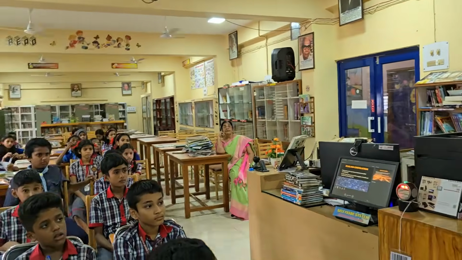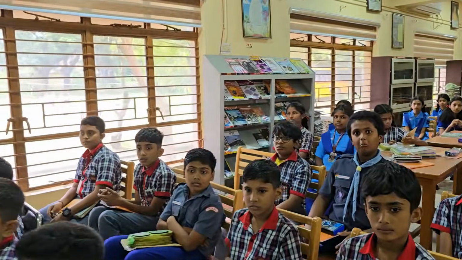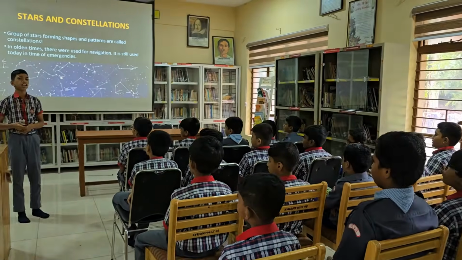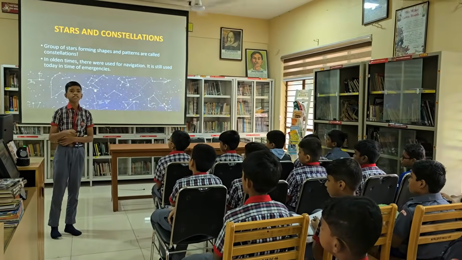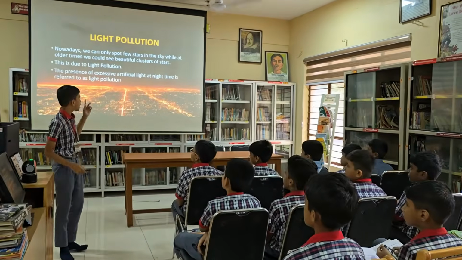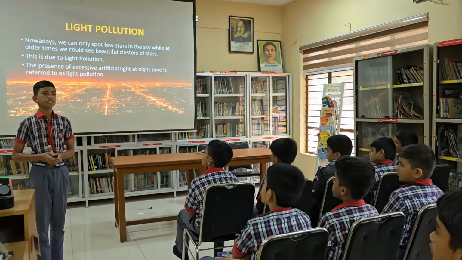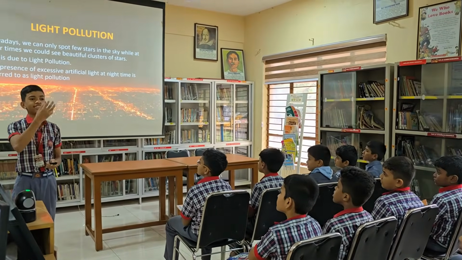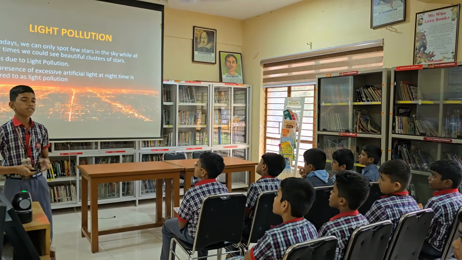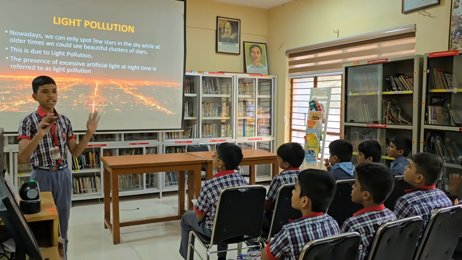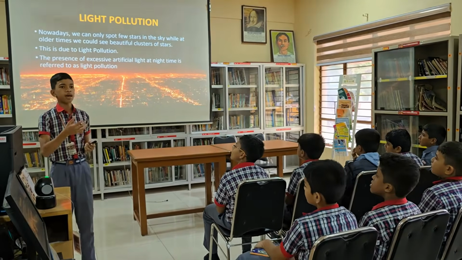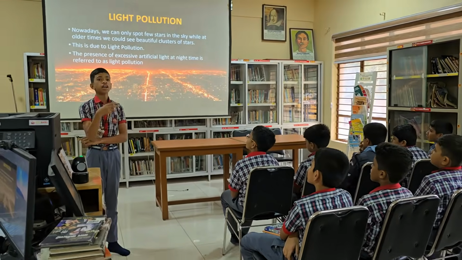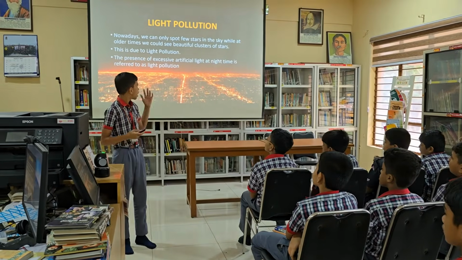And if you actually do stargaze, you might have noticed that the number of constellations and stars that we can see in the night sky is decreasing day by day. This is because of something called light pollution. Now you might have seen that at night many buildings put on fancy lights to attract new customers. So there's an excess amount of artificial light, and this excess amount of artificial light at night time is called light pollution.